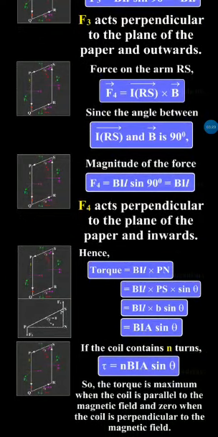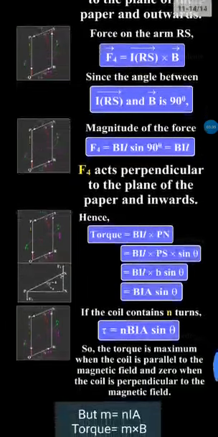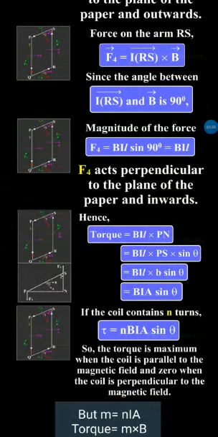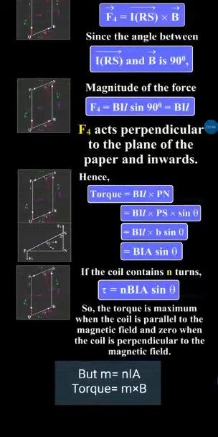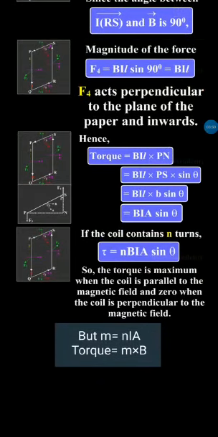Therefore, the torque is BIL cross PS cross sine theta, or PS is the breadth, therefore BILB sine theta, and you know that L cross B is the area of the coil, therefore the torque is BIA sine theta. If the coil is having n number of turns, then the torque will be NBIA sine theta. But you know that magnetic moment is equal to NIA, therefore the torque will be MB sine theta, and in the vector form it will be M cross B.